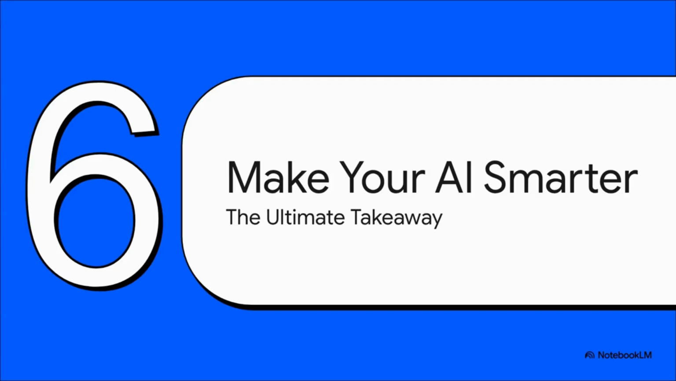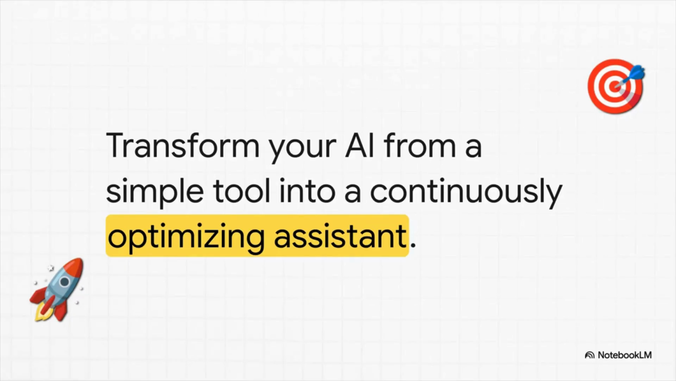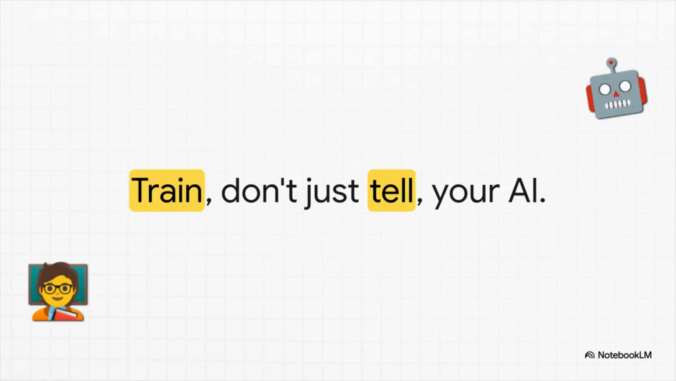So, when all is said and done, what's the single biggest idea you should take away from all of this? The goal here is to shift your entire mindset. By using this feedback loop, analyzing, improving, and evaluating, you're no longer just a user giving commands. You're actually building an asset, an AI that gets smarter, more aligned with your goals, and way more valuable with every single task. If you remember only one thing from this explainer, please let it be this. Train. Don't just tell your AI. That right there is the secret to unlocking its true potential.